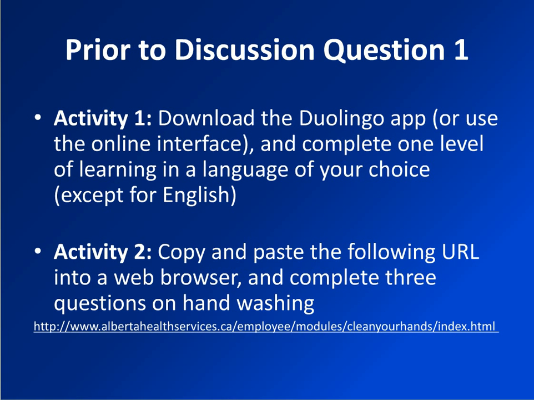Now for the fun stuff. We have a couple e-learning activities that we'd like you to try. The first is an application called Duolingo, which helps you learn languages. You can either download the app, create a profile, and save your progress, or you can complete the activity as an anonymous guest user. Reminder, English isn't allowed. The second activity is to copy and paste the following link into your web browser and complete 3 questions on hand washing.